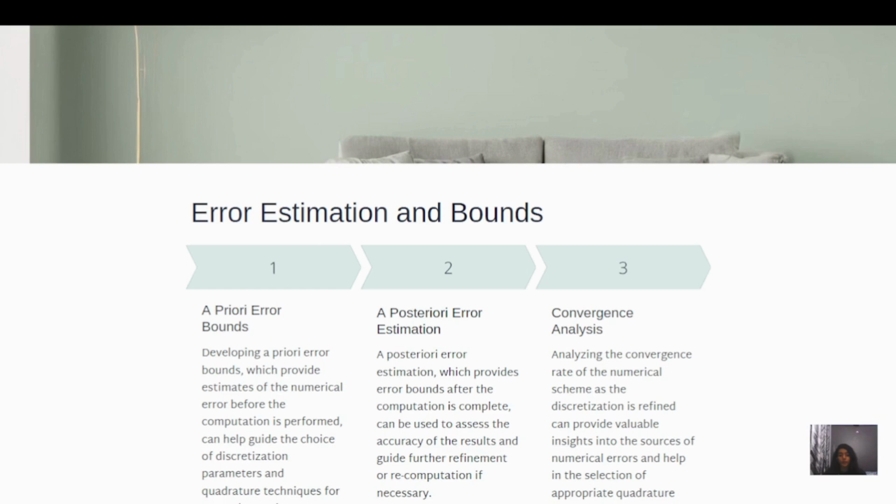A posteriori error estimation. A posteriori error estimation, which provides error bounds after the computation is complete, can be used to assess the accuracy of the results and guide further refinement or recomputation if necessary. Convergence analysis. Analyzing the convergence rate of the numerical scheme as the discretization is refined can provide valuable insights into the sources of numerical errors and help in the selection of appropriate quadrature techniques.